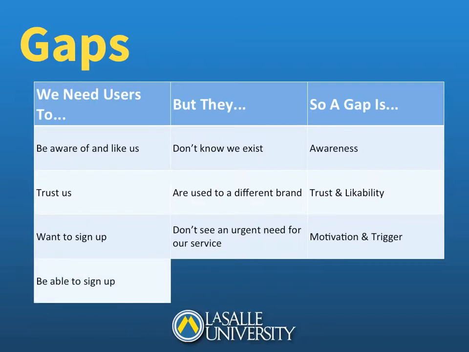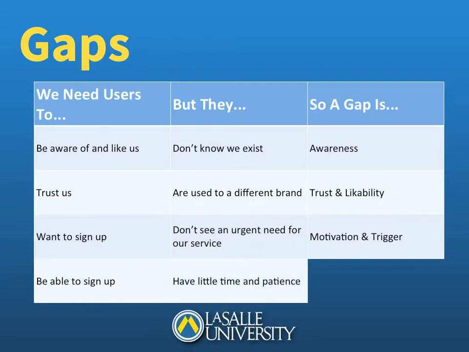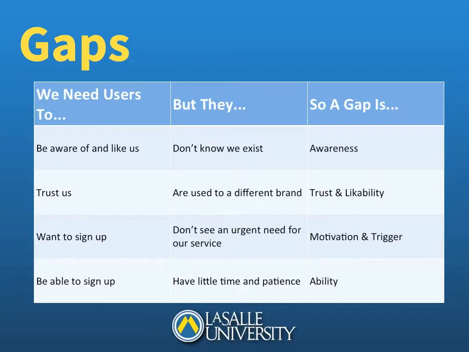We need users to be able to sign up, but they have little time and patience. And so a gap is ability, people's actual willingness to take the time to sign up, which is our intended action. So here are those examples of some of these gaps. And what you can do based on your content audit is see what perhaps the campaign was intending to do and what they actually didn't accomplish and what those gaps are. So what you'll want to do is take a look at all of these and identify those gaps.